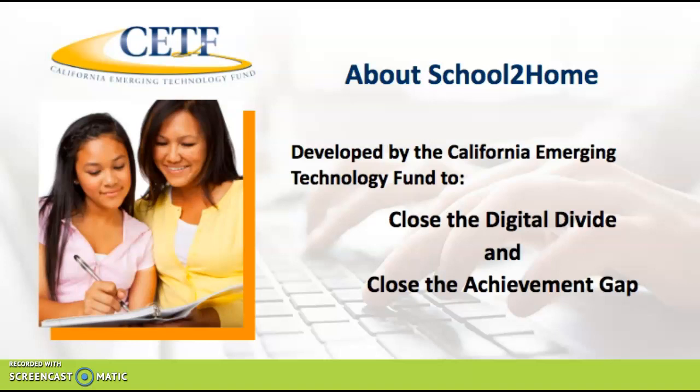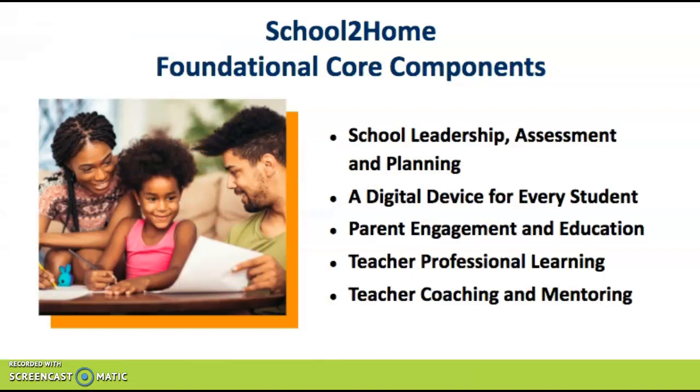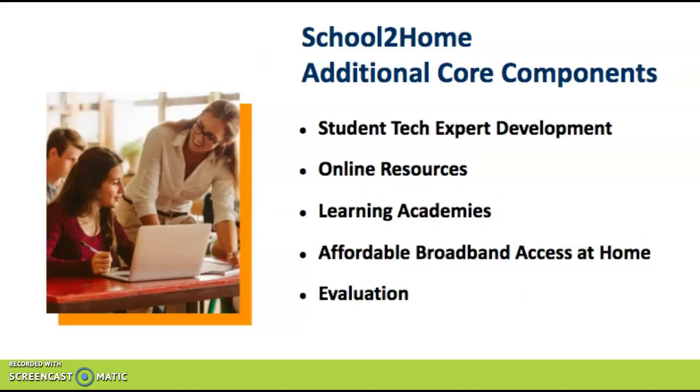The two primary goals of School to Home are to help close the digital divide and the achievement gap in California. While all the components are vital to the success of the program, some of them are more critical because they provide its foundation. On the screen are the core critical 5. Here are the other 5 core components.